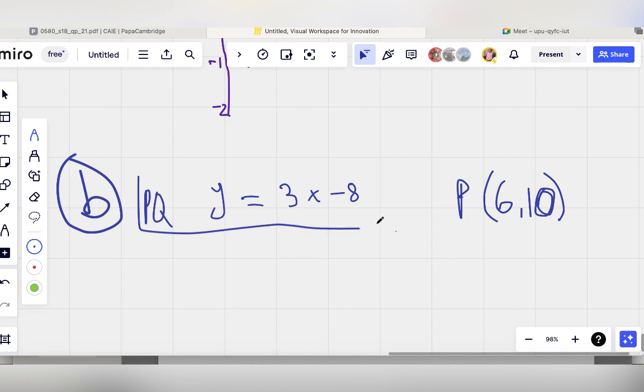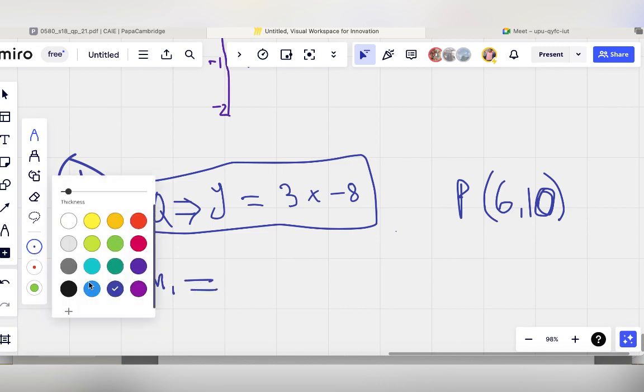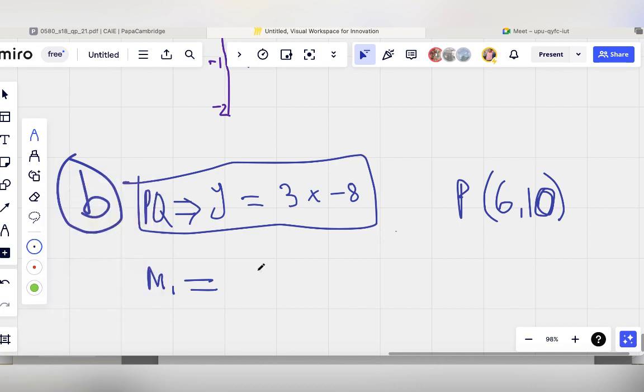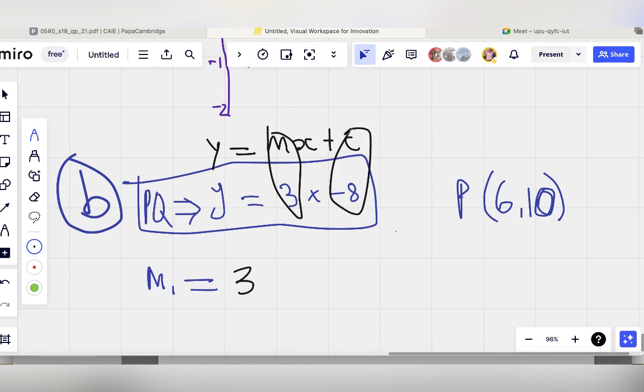Okay, line PQ is this. Now, first of all, what is the gradient? We call it M1. The gradient of this line, M1, is equal to 3. Remember, equations of straight lines are in this format: y equals mx plus c. M is the gradient, and c is the intercept on the y-axis, where the line intercepts the y-axis, which in this case is negative 8. So the gradient is 3.